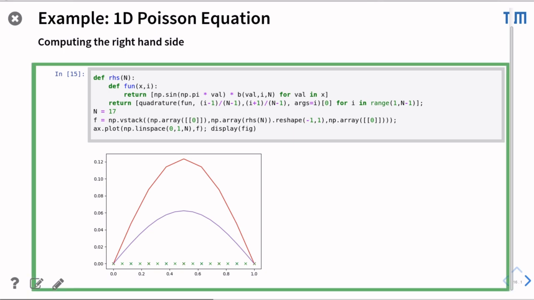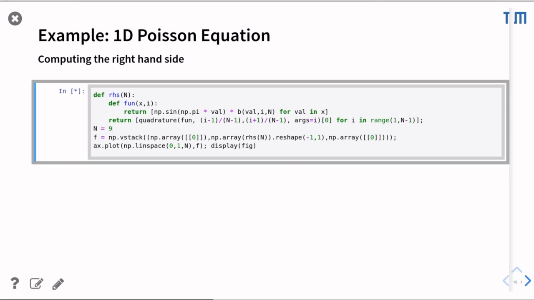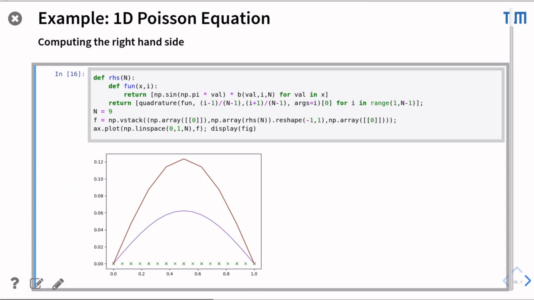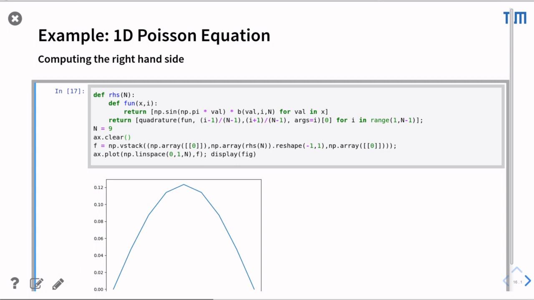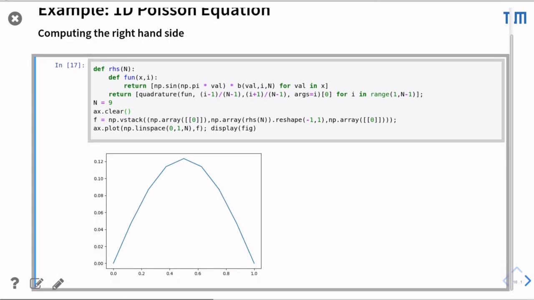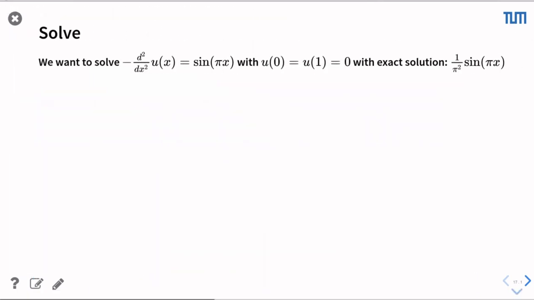Okay. So let's go back to 9, because we had our stiffness matrix in the end for 9, and they're going to need to match up once we try to solve this. Let's clear off all the plots as well. So that's just the plot of the right-hand side for n equals 9. We've got the stiffness matrix for n equals 9 as well. And now we need to solve.